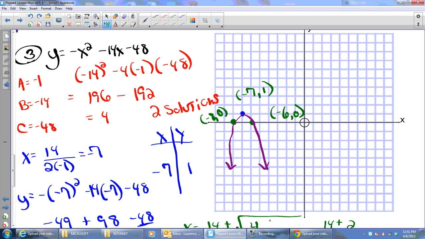Okay, that is the lesson for today. Lots of review, and we learned one new thing, that if A is negative, our parabola opens downward.